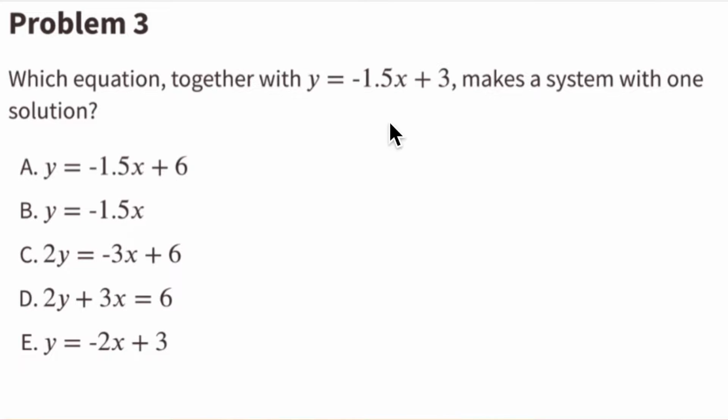In problem 3, you're given this equation, y equals negative 1 5/10 x plus 3, and asked which of the graphs of these equations intersects with the graph of this equation. That intersection will be the solution. So it will make a system of equations that has a single solution.